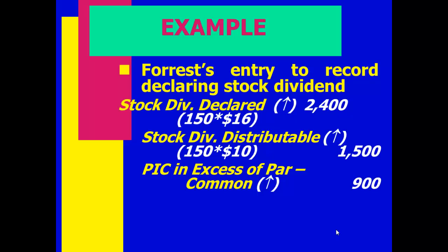Now, if year end were to approach right now and I've declared the stock dividend and I have not yet issued it, and that stock dividends distributable has a balance right now on my books of $1,500, I'm going to list that in my stockholders' equity section.